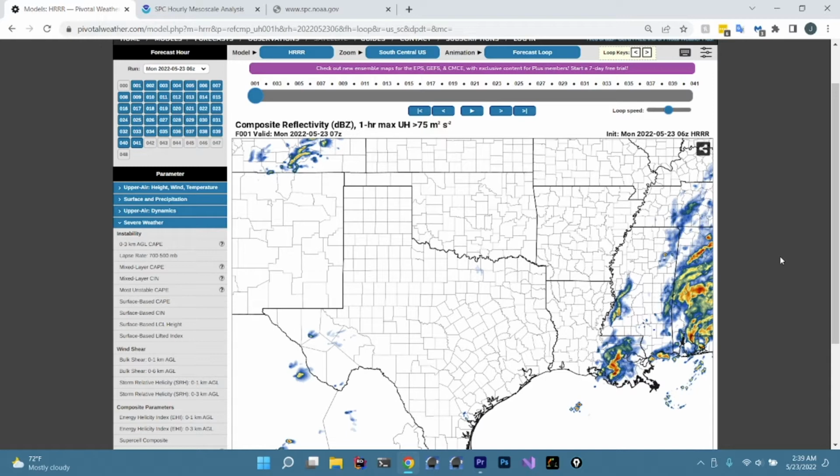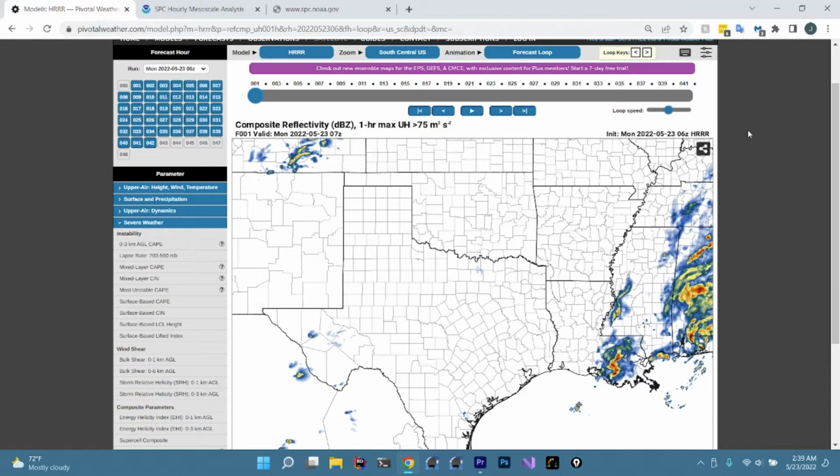And finally, the last thing that we need for supercells and for tornadoes, and to a certain degree, large hail, is wind shear. So those are the four ingredients that we're going to need in order to have the kinds of severe weather that I like to chase.